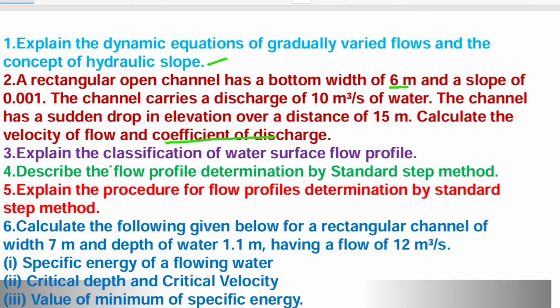Then a theory question: explain the classification of water surface flow profiles. Then describe the flow profile determination by the standard step method, and explain the procedure of flow profile determination by the standard step method. These are all theory questions. Then again we have some problems. In this unit also we can expect 50 percent problems and 50 percent theory, so we need to study both.